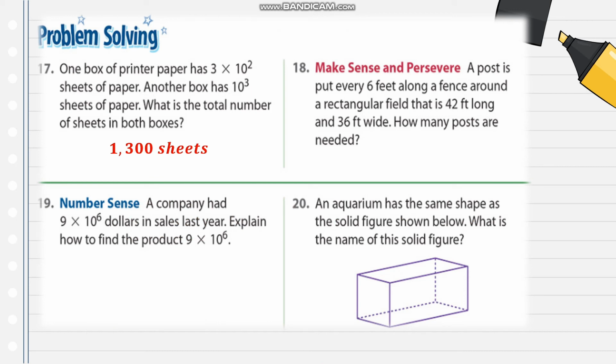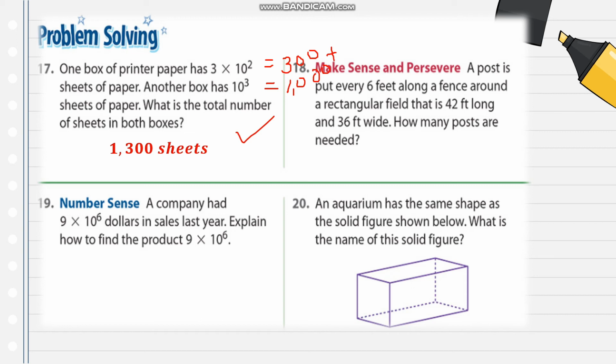Why? Because 3 multiplied by 10 squared means 300. Because 10 squared means 100. 100 multiplied by 3 is 300. And 10 cubed is equivalent to 1,000. If we add 1,000 and 300, the final answer is equivalent to 1,300.